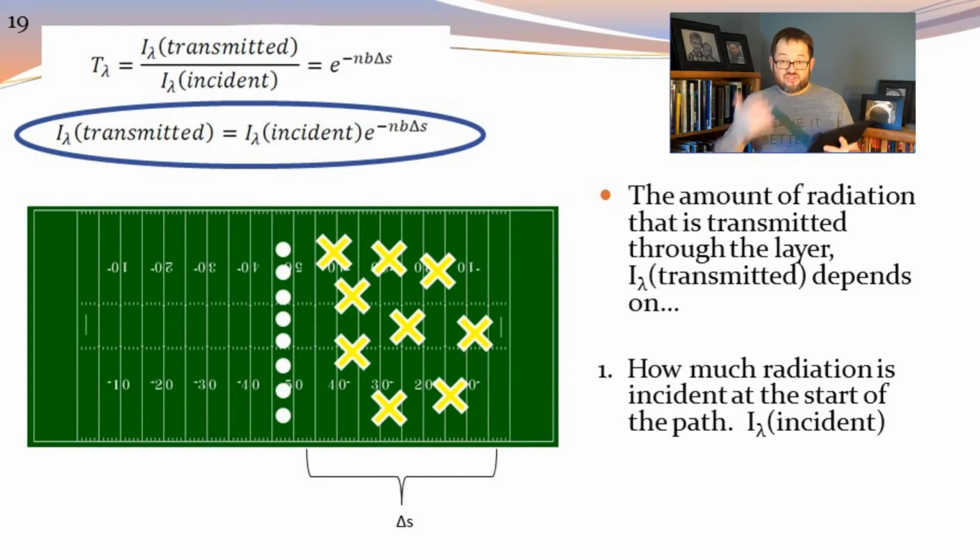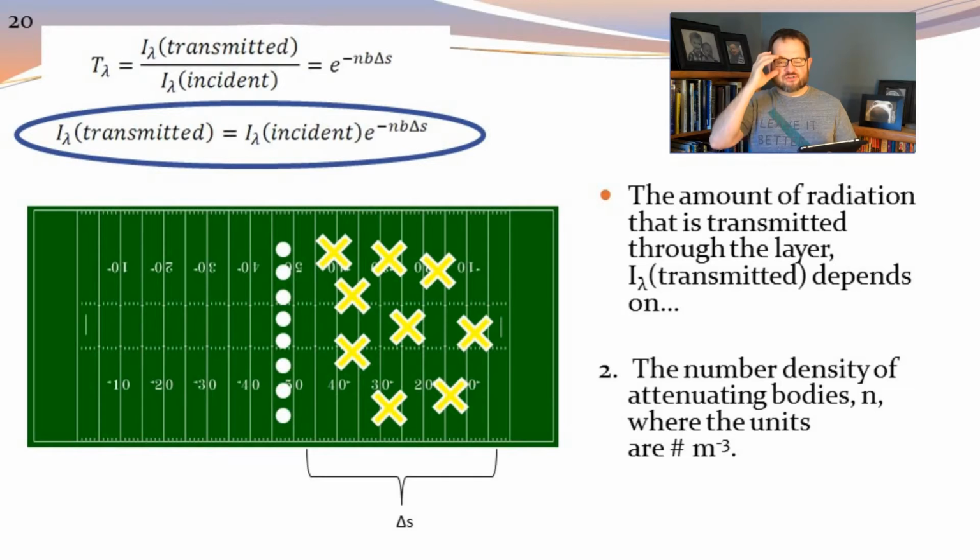So they're linearly related. Doubling the amount of radiation incident upon the layer doubles the amount of radiation that is transmitted through the layer. Making it half as much radiation incident upon the bottom of the layer makes half as much come out the other side of the layer. Okay.